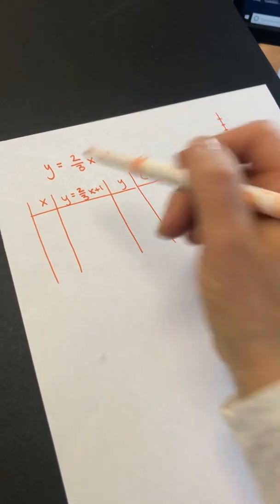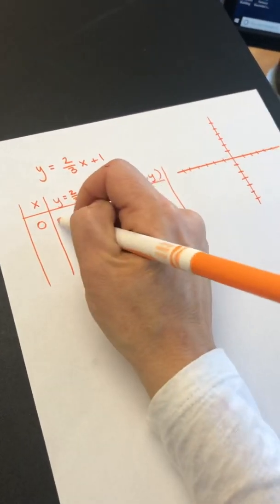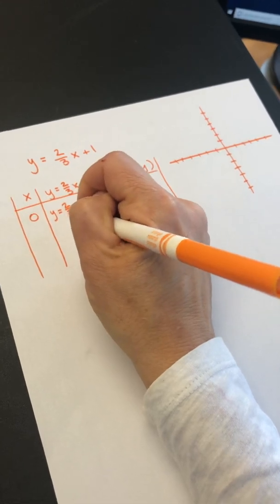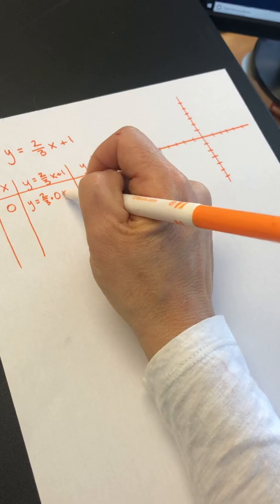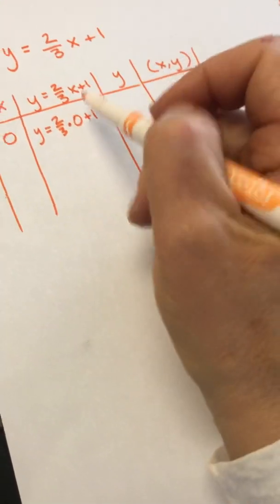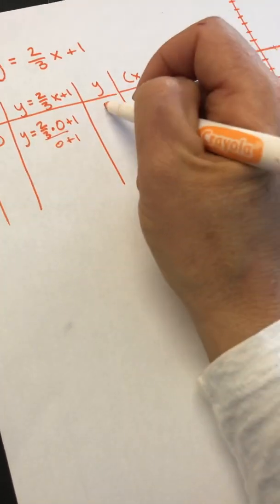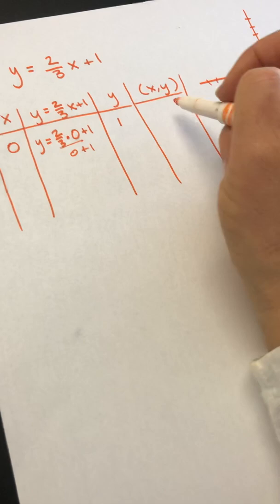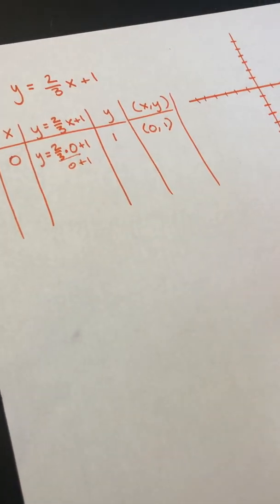So again, using 0 for x is usually an awesome choice, because we know y now will equal 2/3 times your x value, where we're saying x is 0, and then you add 1. Well, what's 2/3 times 0? That's just 0. So we're left with 0 plus 1, and you get 1 for y. So I know when x is 0, y is 1. So that's how you create your coordinate.